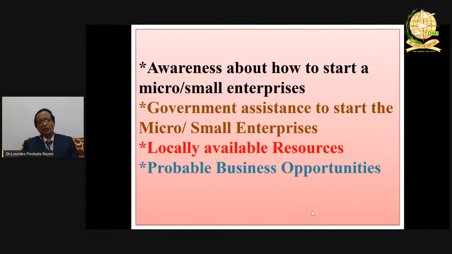While creating awareness about entrepreneurship, we must educate our students. We must give awareness about how to start a micro or small enterprise. What are the steps we need to take? As I said earlier, entrepreneurship is a process. Therefore, in that process, we need to take a lot of steps. Various steps are involved. Therefore, we need to educate our students very slowly how to start a micro enterprise or a small enterprise.